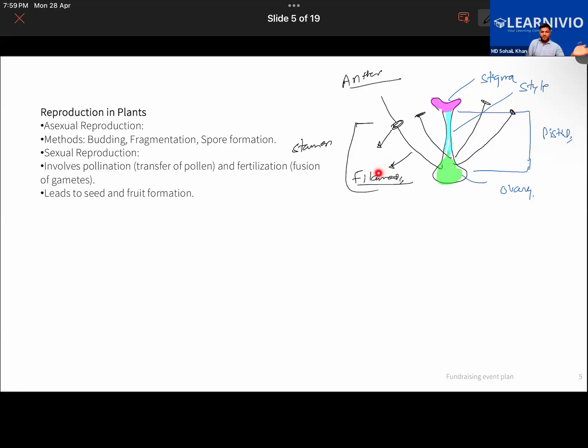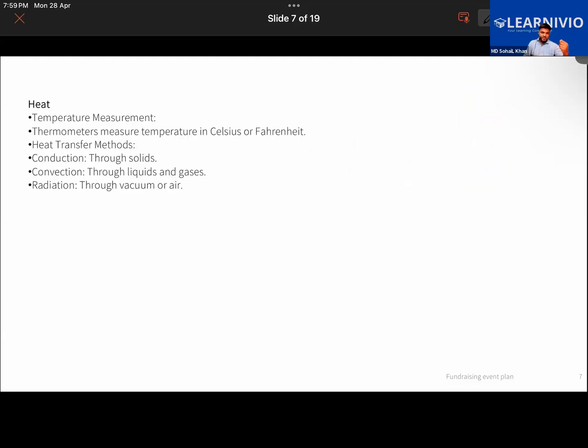Due to pollination, fertilization occurs, where the male and the female gametes fuse together. Later on, fruit and seed formation takes place. After the fruits ripen, the seeds are dispersed. They can be dispersed by air, insects, water, etc. In some cases, we learned that the seeds burst open also. Such things we learned in biology.